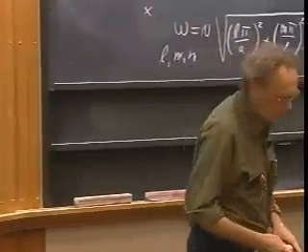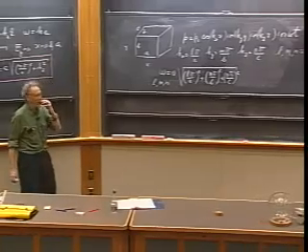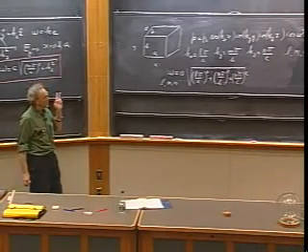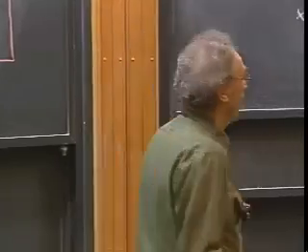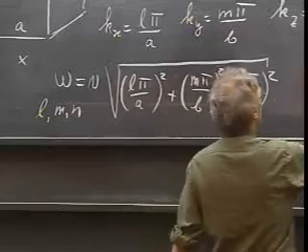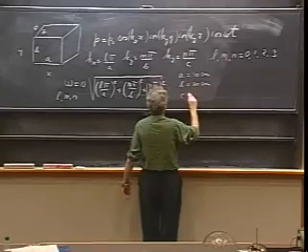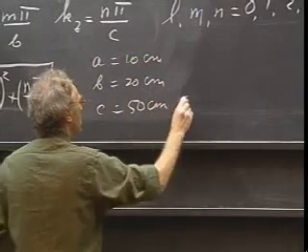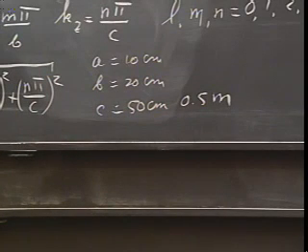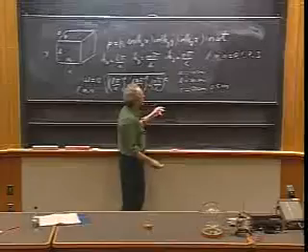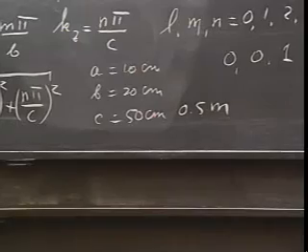So now comes the question, what is the lowest possible frequency that is the resonance frequency, the lowest resonance frequency? Well, that depends on which dimension, a, b, or c, is the largest. And so if a, for instance, were 10 centimeters, and if b is 20 centimeters, and if c is 50 centimeters, which happens to be 0.5 meters, then clearly the lowest frequency is l=0, m=0, n=1. 0, 0, 1.